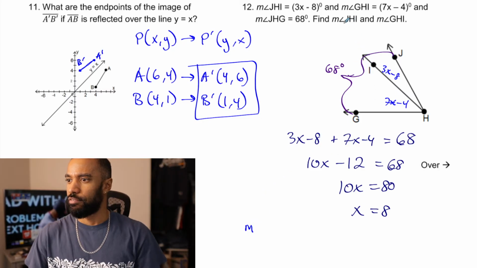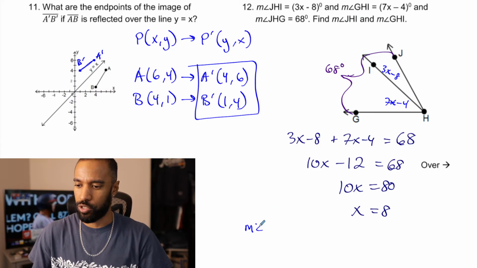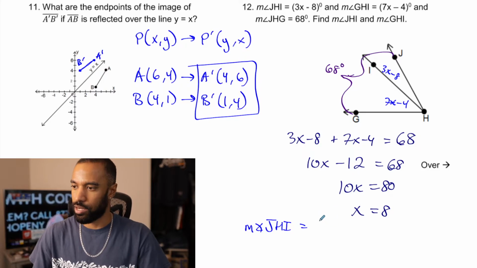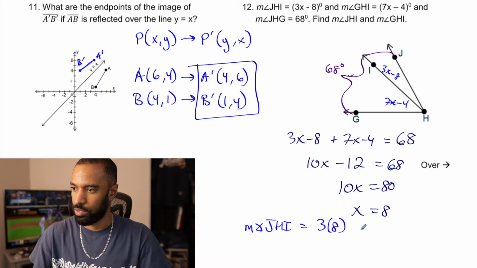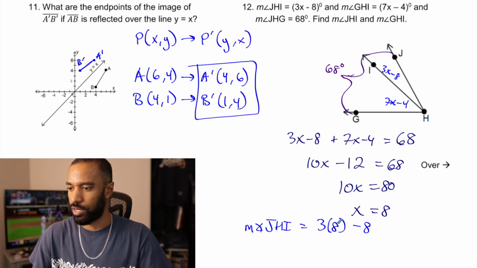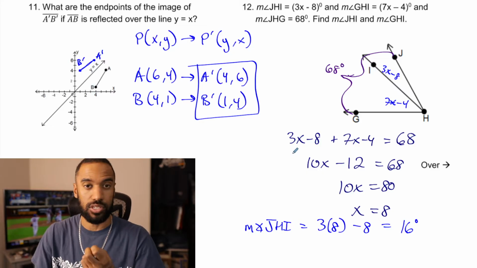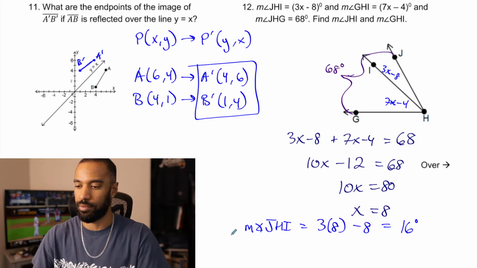Probably finding a measure. Find the measure of angle JHI. Measure of angle JHI is 3 times x minus 8. I'm going to take this 8 and shove it up into my x right there. 3 times 8 is 24, minus 8 is 16. 16 degrees. Now, this actually has units. It's an actual angle measure, so we're going to put degrees for that.